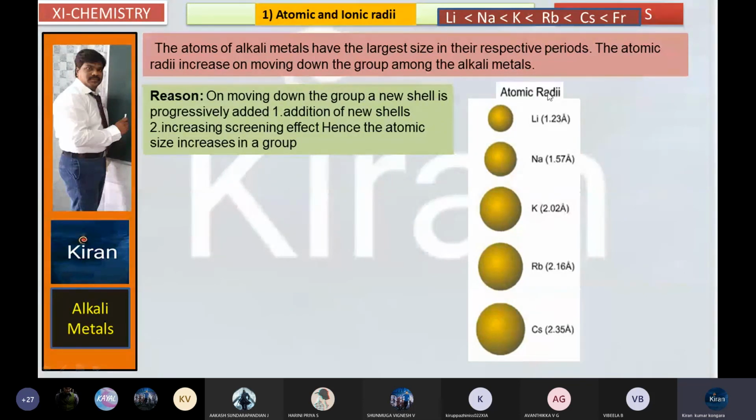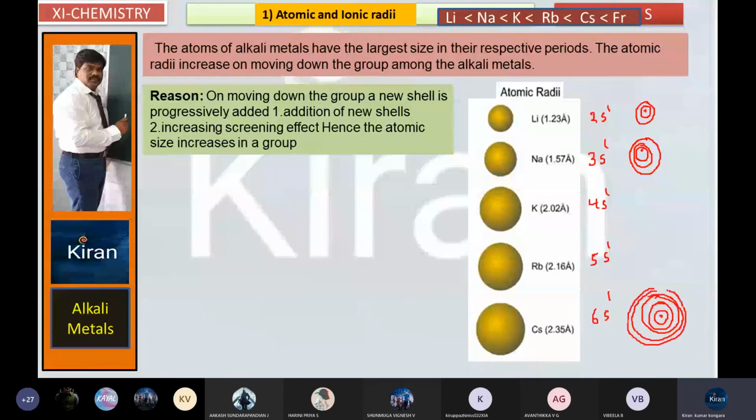Now the reason why the atomic radius increases from top to bottom. My dear students, lithium's last configuration is 2s1, sodium is 3s1, this is 4s1, this is 5s1, and this is 6s1. It means lithium has two shells, this element has three shells, and moving down, the cesium atom has 6 shells: 1, 2, 3, 4, 5, and 6.